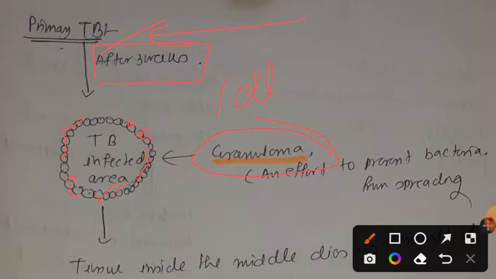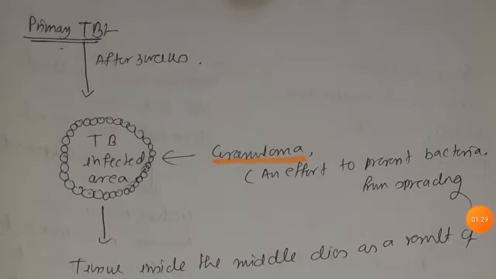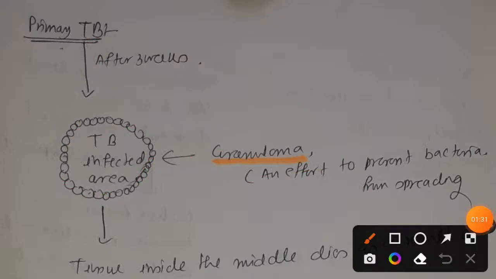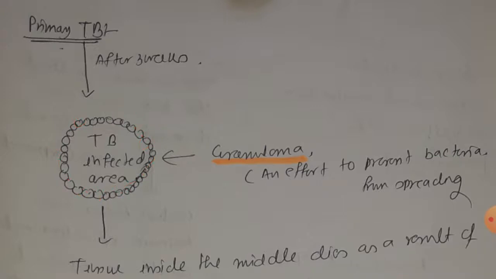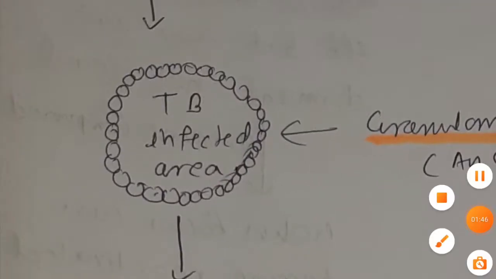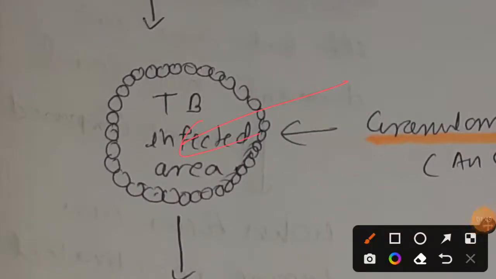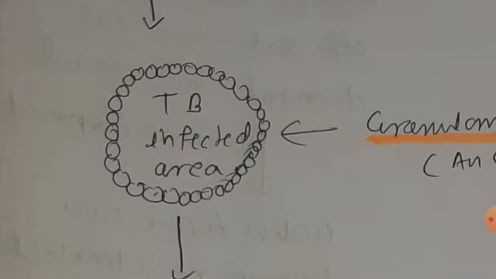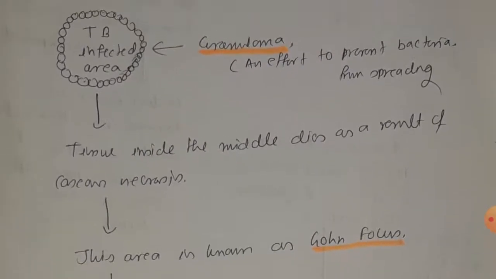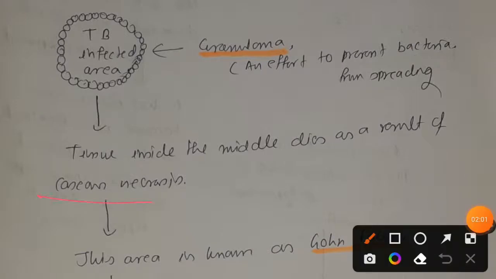So what is the first step after the immune system comes into the picture? All the immune cells will surround the site of TB infection, creating a granuloma, which is nothing but an effort to prevent bacteria from spreading. Now the tissue in the middle of the granuloma starts to die via a process called caseous necrosis. And caseous necrosis means cheese-like necrosis.